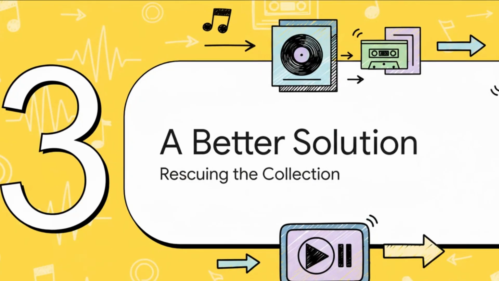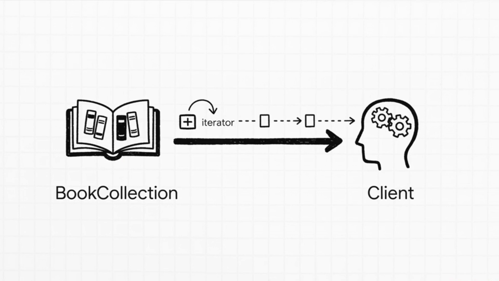All right, theory is great, but let's actually see this thing in action. We are going to apply this pattern to our flawed book collection code and just watch the transformation. You're going to see how this creates a way more robust and just cleaner system. And here it is. This is the big payoff. Just look at the client code now.